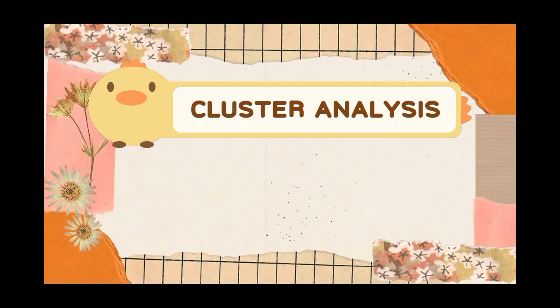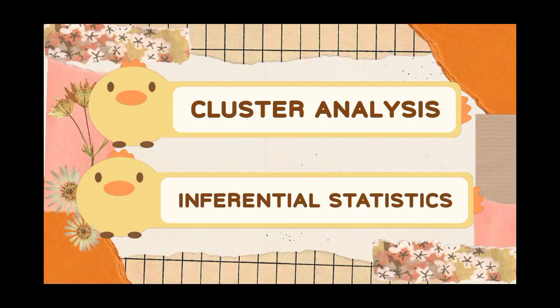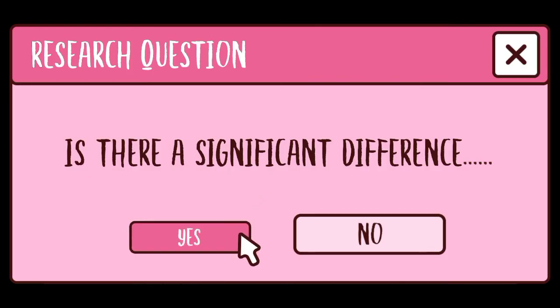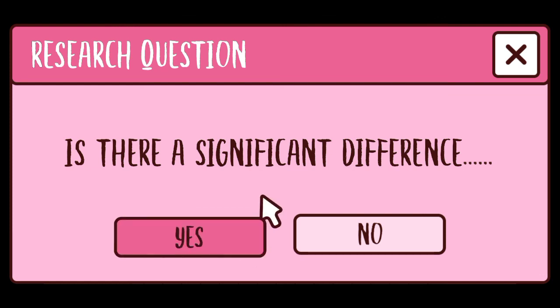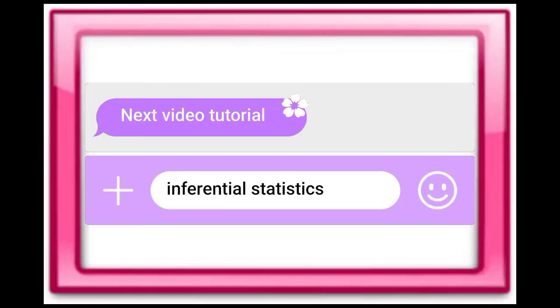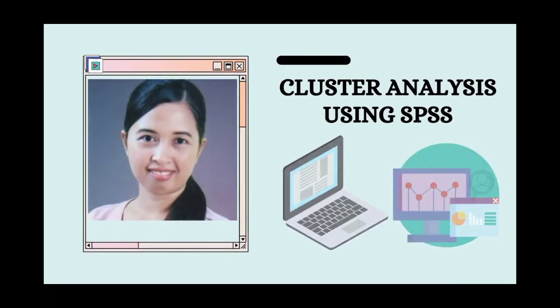After this, a researcher may now proceed to inferential statistics, wherein he or she may answer his research question examining the significant differences among groups using ANOVA or any appropriate test. And that is for another video tutorial. So that ends my presentation.